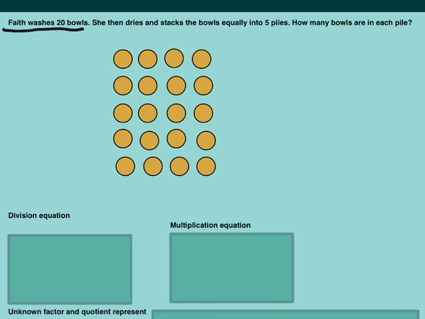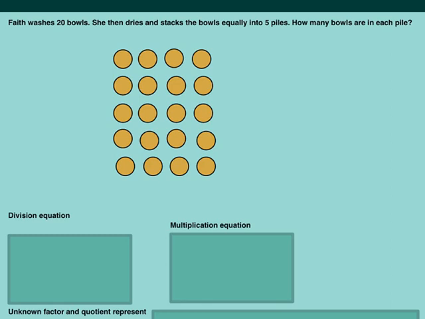The next question is, Faith washes 20 bowls. She then dries and stacks the bowls equally into 5 piles. How many bowls are in each pile? So we have to make a division equation, a multiplication equation, and finally we have to mention the unknown factor, and the quotient represents what? We have to mention that too.